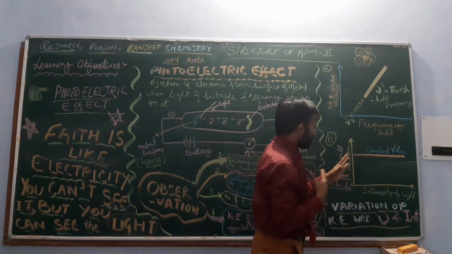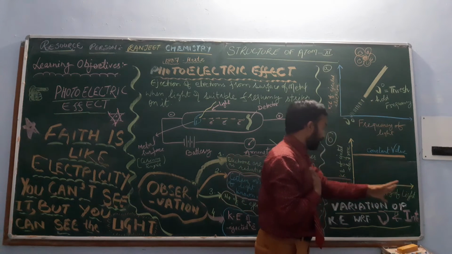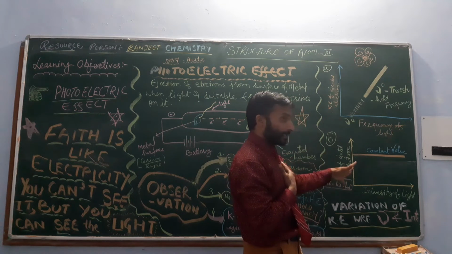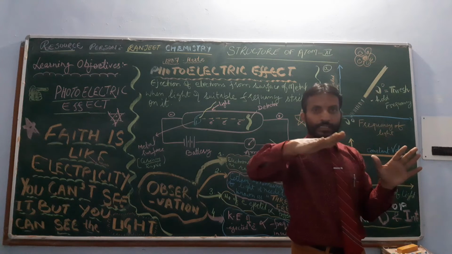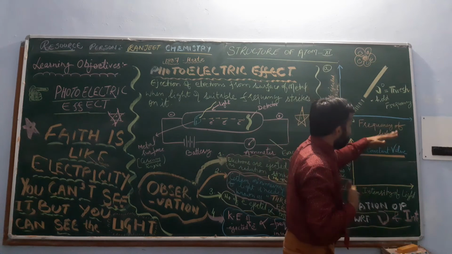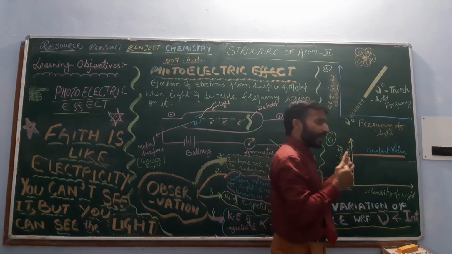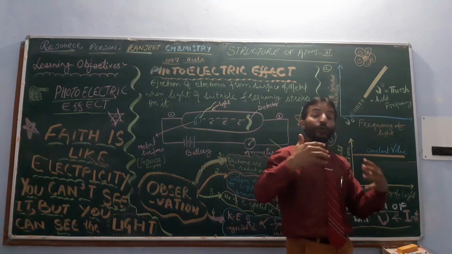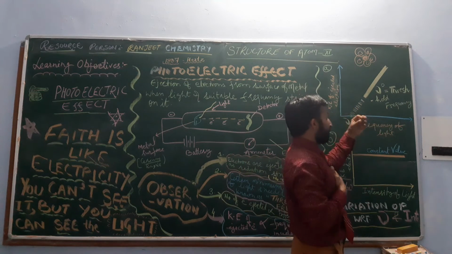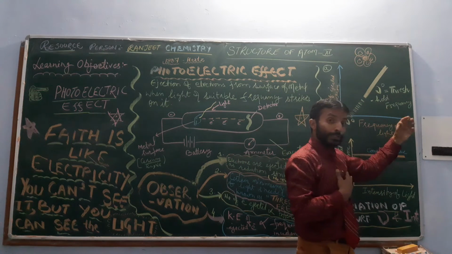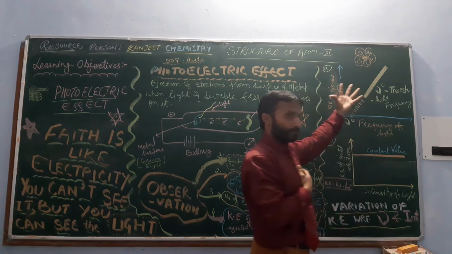Yes. And if we increase intensity of light, is there any change in kinetic energy? No. It remains constant, parallel to the x-axis. There is no change in the value of kinetic energy if intensity of light is increased. Right? When does it change? When there is change in frequency. More frequency, higher frequency, high kinetic energy.